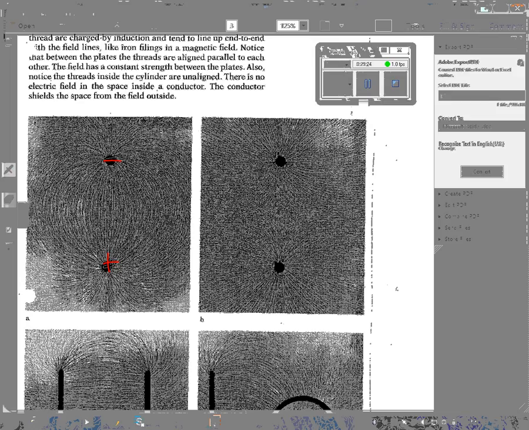What about this one here? They're the same? How do you know? Yeah, because they don't connect. They kind of push away, right? So they're both negative or both positive. We got two charged plates down here, it looks like.